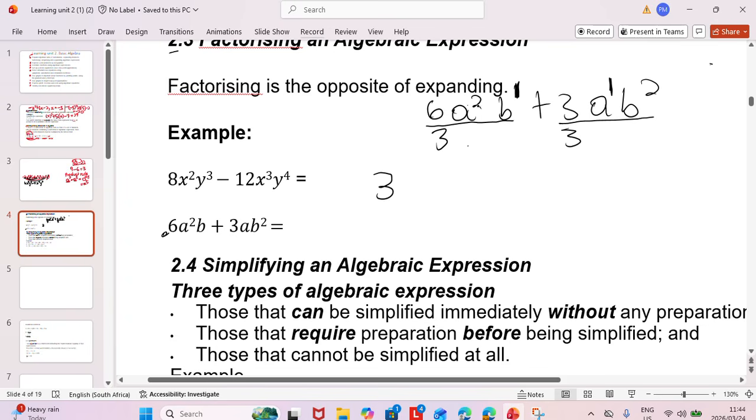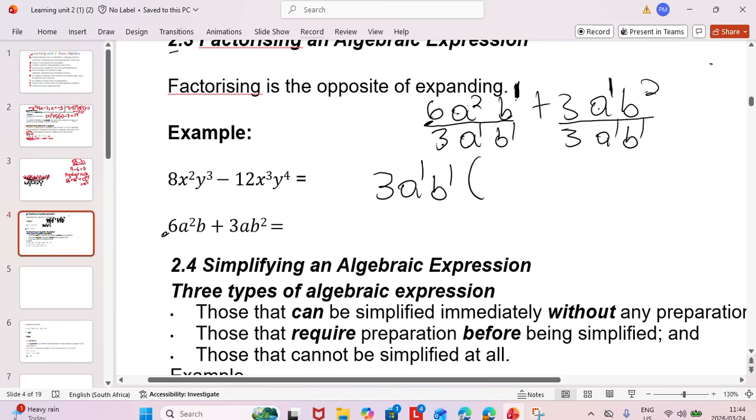Are we clear? What else do we have? a to the power of 2, a to the power of 1. You need to take out the a with a smaller exponent, a to the power of 1, as your common factor. And then what do we have? b to the power of 1, b to the power of 2. You take the b with a smaller exponent, b to the power of 1. After that, you open a bracket.